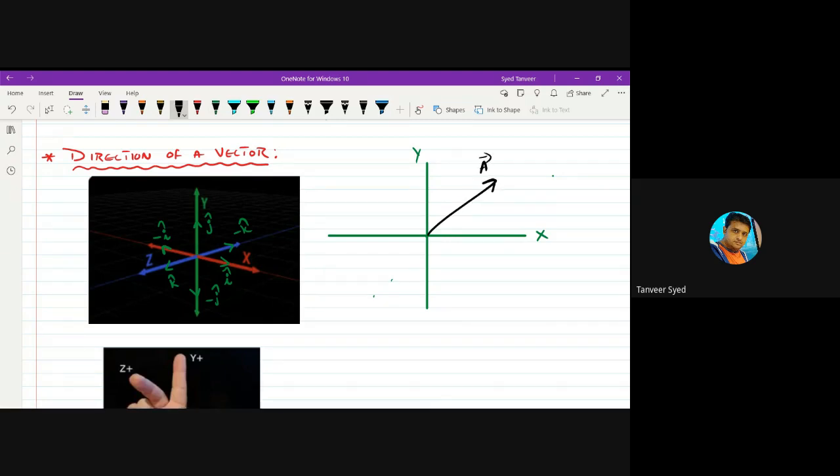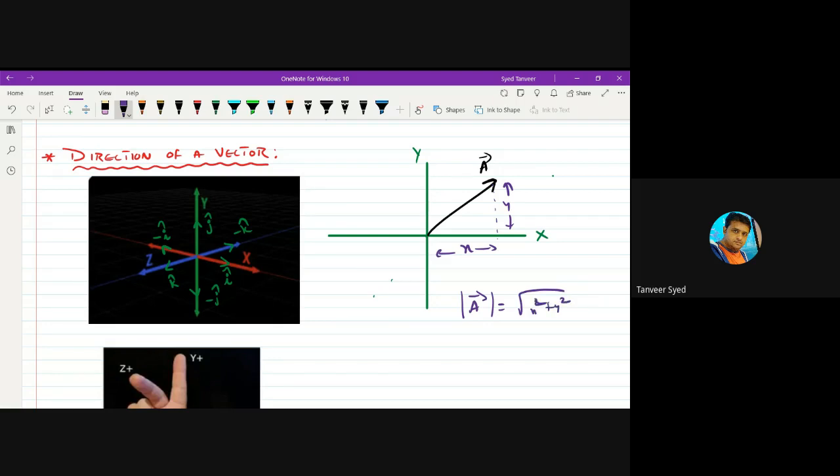A vector is like this. Vector A is like this. I can give its magnitude by root of x square plus y square. This is x, this is y. We have already discussed that the magnitude of vector A is root of x square plus y square.